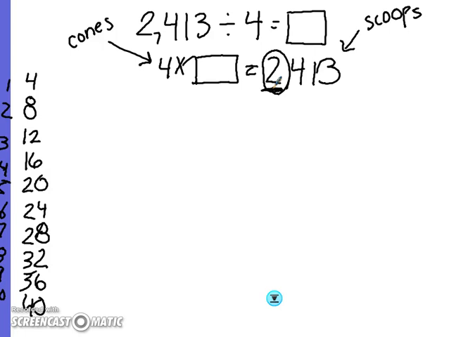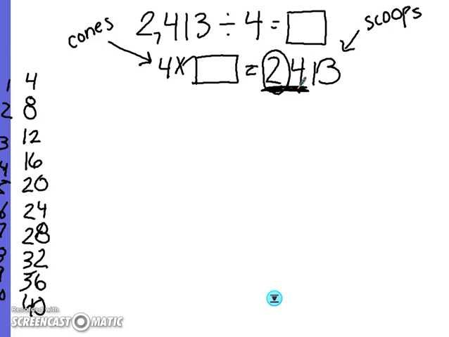When I'm thinking about thousands, I'm thinking about the base 10 blocks and the big cube. So I'm thinking, can I share 2 of those with 4 people? Well, no, I can't split those up. So I need to look at the next place value as well. So now I'm asking myself, can I share 2,400 scoops with 4 cones? Well, yeah, I can share 2,400 scoops with cones. I can think of that as the flats with my base 10 blocks.